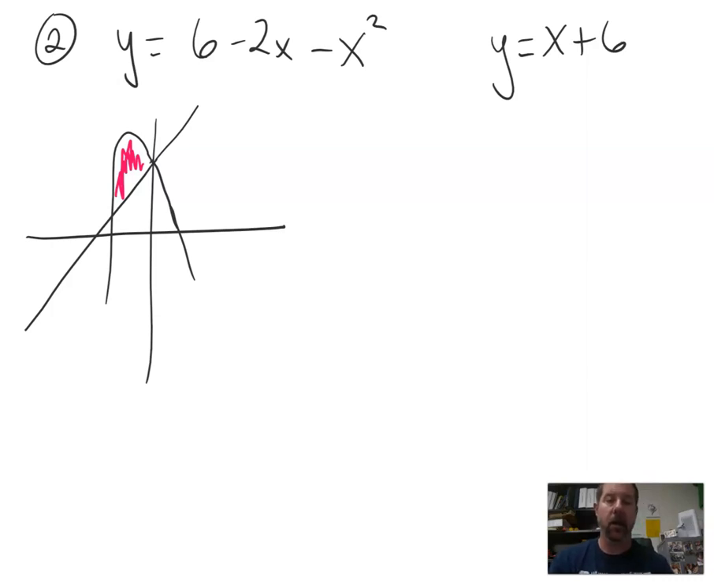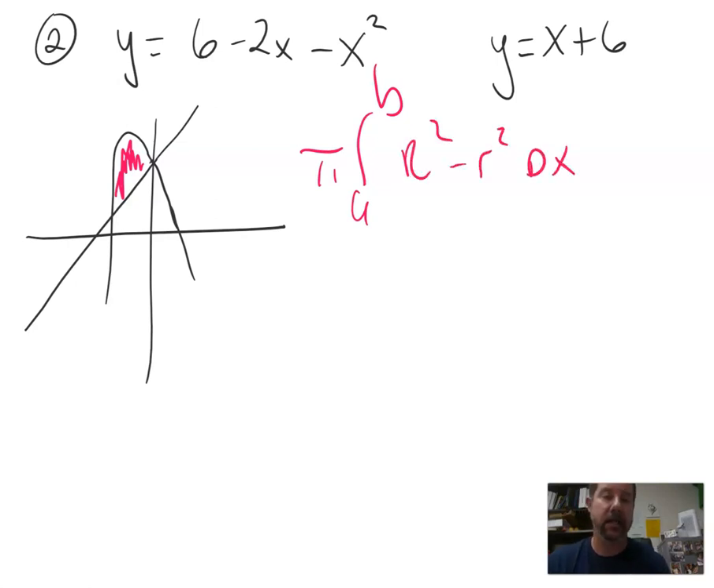Hopefully you're saying, oh, this is going to be washer method. Again, we have this gap down here between our enclosed area and the x-axis, so this would be a washer method problem. All right? So now I need to do my integral from a to b of pi, and you can pull that out to begin with if you want to, big R squared minus little r squared dx. We're going to use this formula right here.